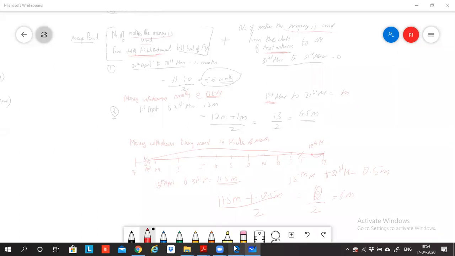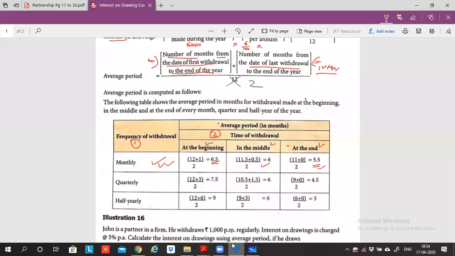If you come to the table, if I'm withdrawing money every month and that too in the middle of the month, then 6 is the average period. Has anybody got a doubt? I'll give you one example for quarterly and one example of half yearly, and you have to calculate the rest. Now let's try an example of quarterly.